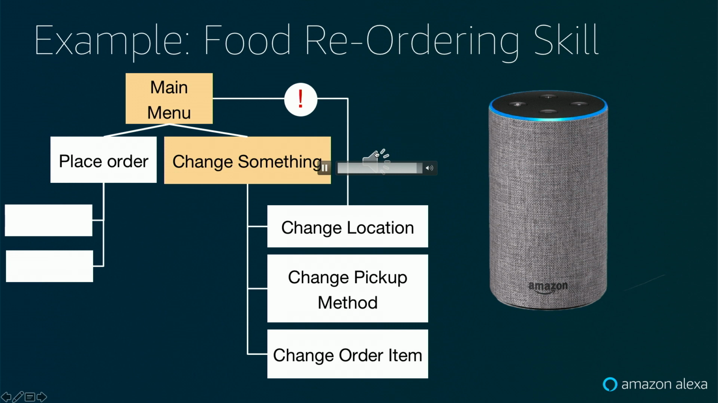Change the location. Okay, so oh boy, that was rough. Again, the skill knew how to change location, but you had to go through the system of change something and then change location. It was very repetitive. Change location, change pickup, change order item. Right. It didn't really have to go through all of that.